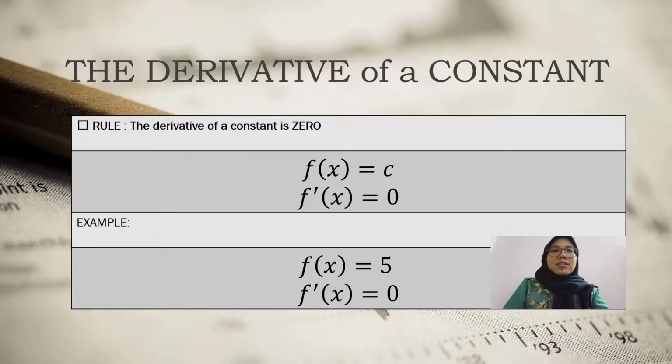Next is the derivative of a constant. The first rule you have to remember is that the derivative of a constant is 0. f of x equals c, so the answer will be f prime of x equals 0. For example, f of x equals 5, so the answer will be f prime of x equals 0.